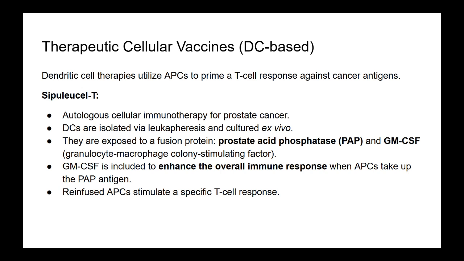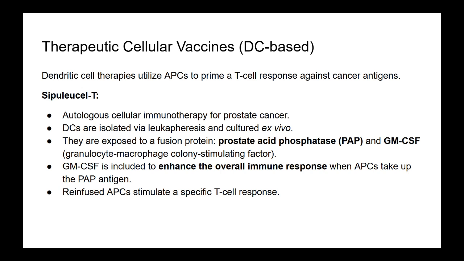Right, Sipuleucel-T is a bit different. It's also an autologous cellular therapy, but instead of engineering T cells, it focuses on activating the patient's own dendritic cells, DCs, which, as we discussed, are the most potent antigen-presenting cells, APCs, in the body. In this case, the patient's peripheral blood mononuclear cells, which include DCs and their precursors, are collected via leukapheresis.